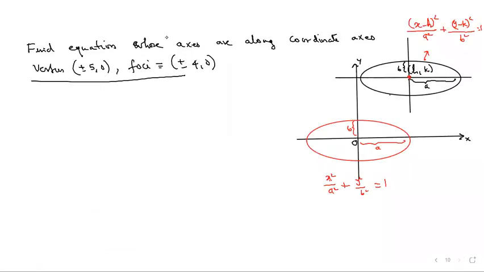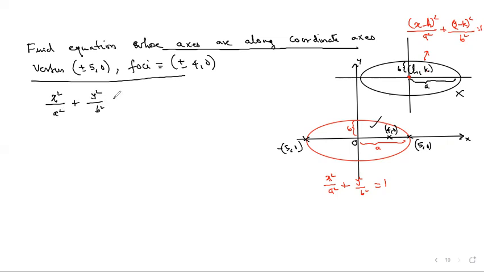But here it is given to you: axes are along the coordinate axis. That means it's not the earlier ellipse, it is this ellipse. Major axis and minor axis are along the coordinate axis. Major axis is x-axis and minor axis is y-axis. Vertex is 5, 0. Then foci is 4, 0. So I can say this equation is x square upon a square plus y square upon b square equal to 1, where a is greater than b in it. And a's value is 5.